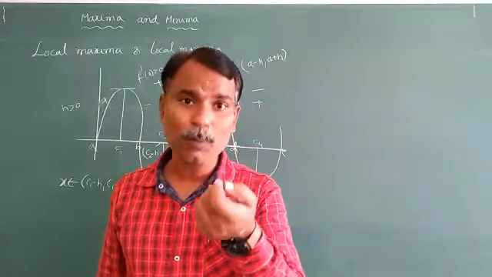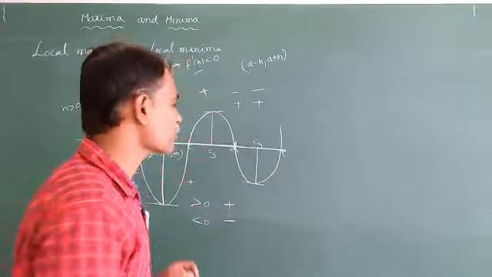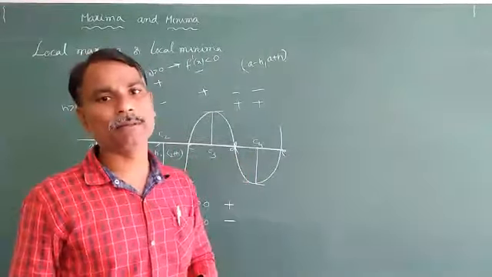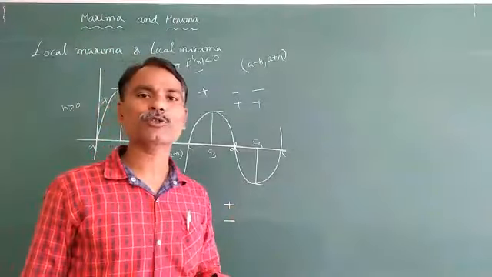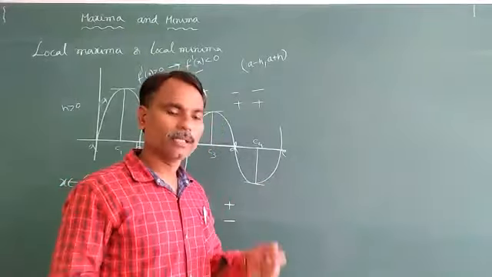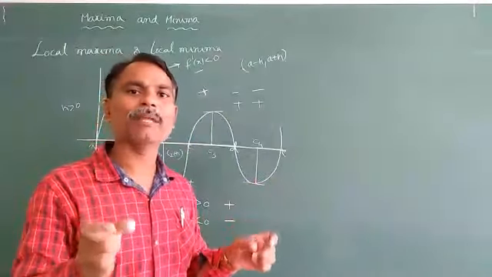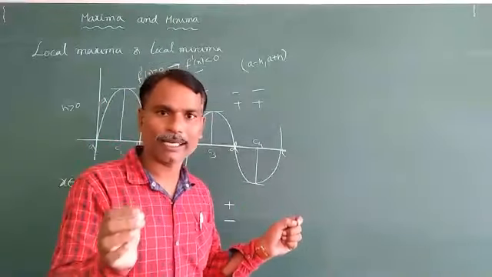That means there is no maximum value, there is no minimum value. Only we have to remember: positive to negative means that is the maximum, and negative to positive, that is the minimum. These two conditions you have to understand. Maxima, minima means there is no interval. For understanding purpose we are taking an interval.